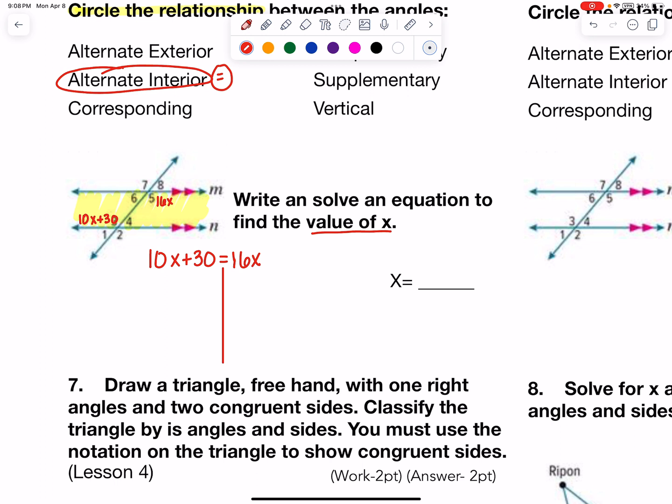Okay, so let's go ahead and start moving things around. So I'm going to subtract 10x from both sides. And we end up with 30 equals 6x. And now we can go ahead and isolate the variable by dividing both sides by 6. And we end up with x equals 5. Okay, and so we're going to go ahead and put that in our work right there.